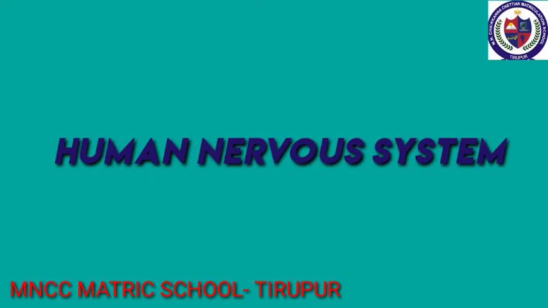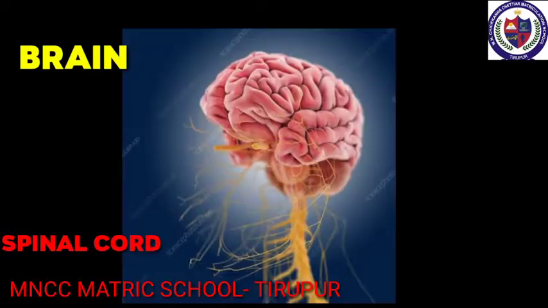Unit 15 Nervous System Part 2 Human Nervous System. We, the human beings, differ from other animals in our ability to think and take actions, which is due to the well-developed nervous system. Human nervous system is differentiated into central nervous system, peripheral nervous system, and autonomic nervous system.